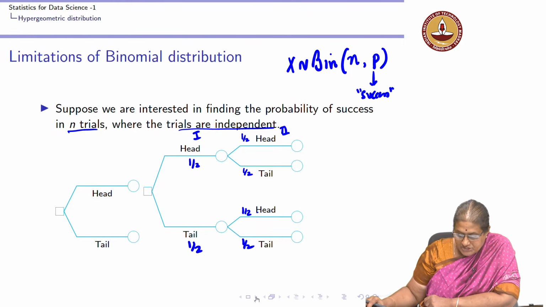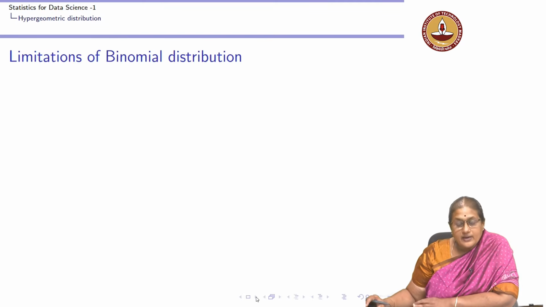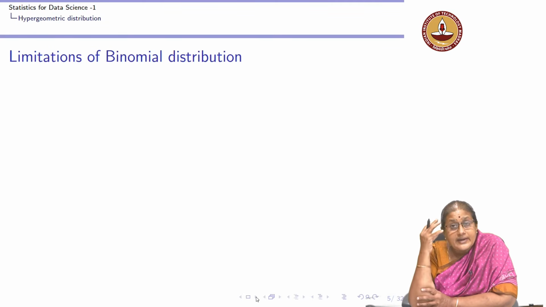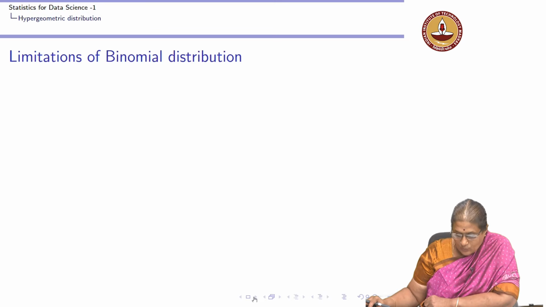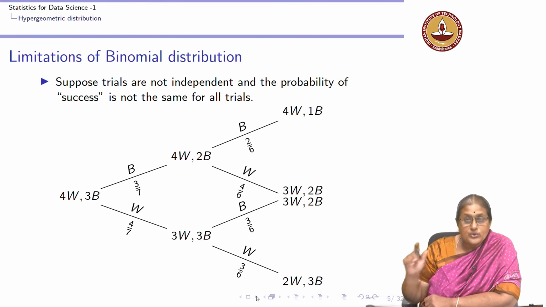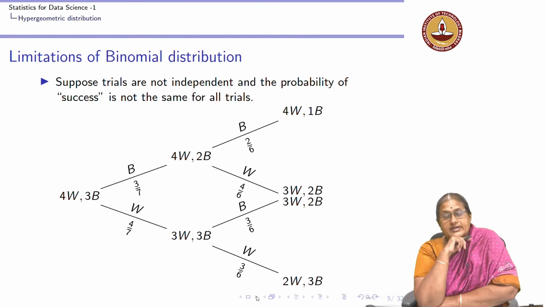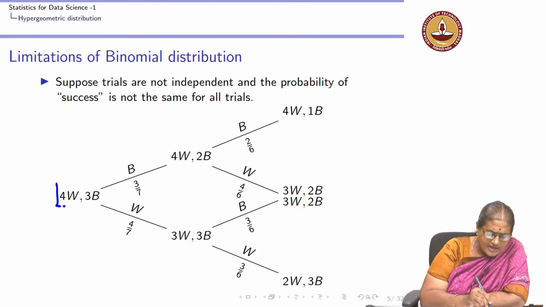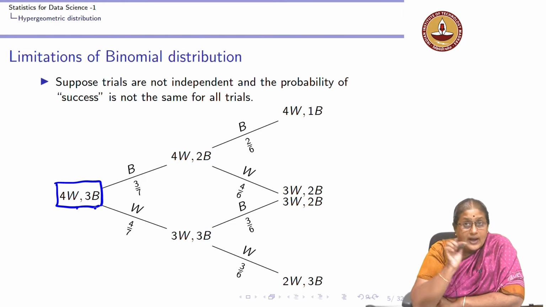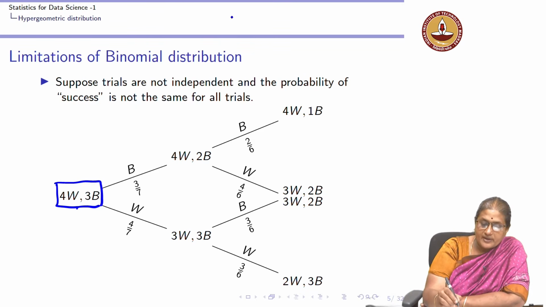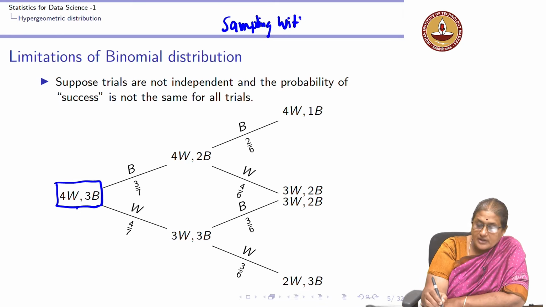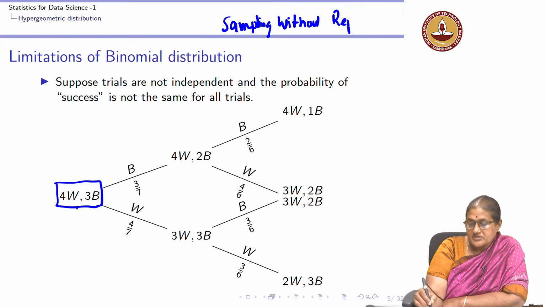Now, let us look at a situation where I do not have independence and identical distribution. Let us understand what we mean by this with the following example. In a box, I have 4 white balls and 3 black balls. Now, I am sampling without replacement. I repeat, I am sampling without replacement.